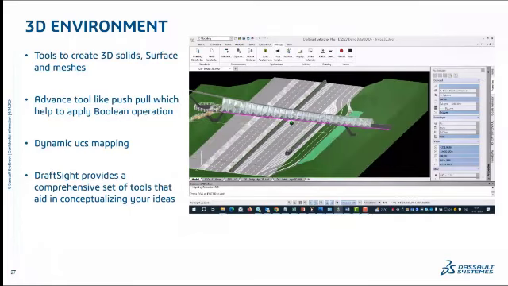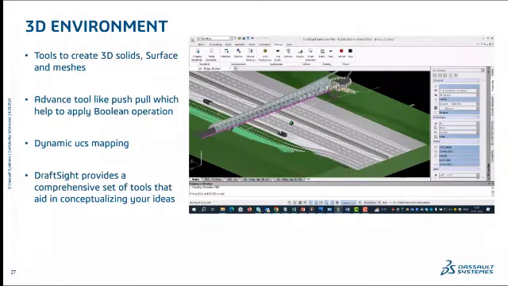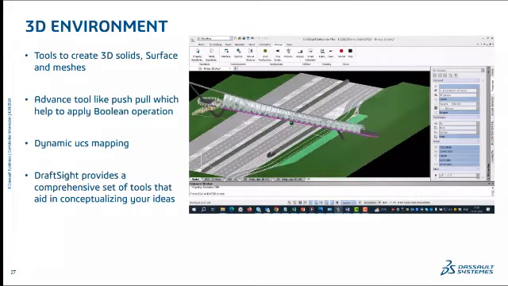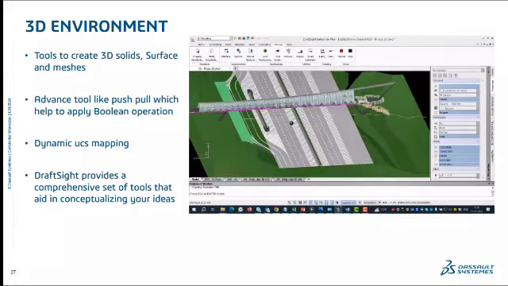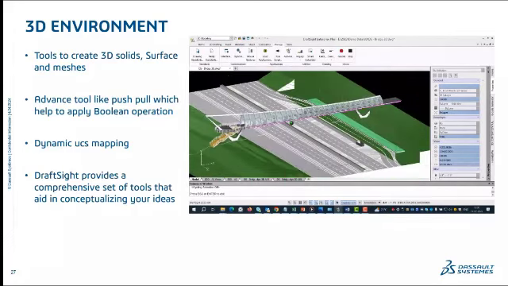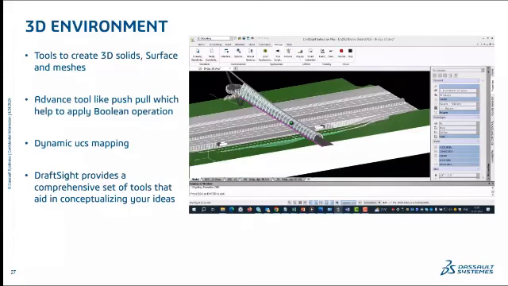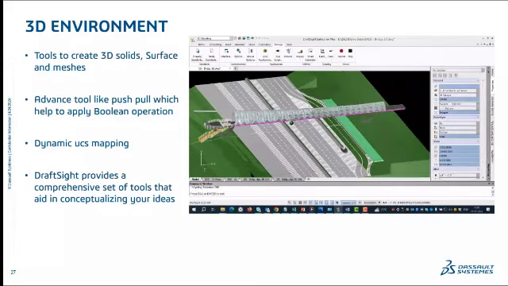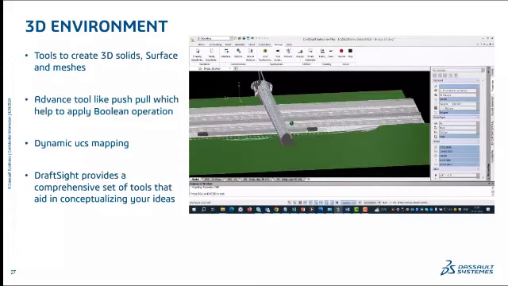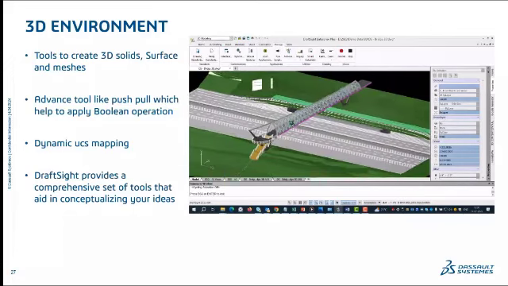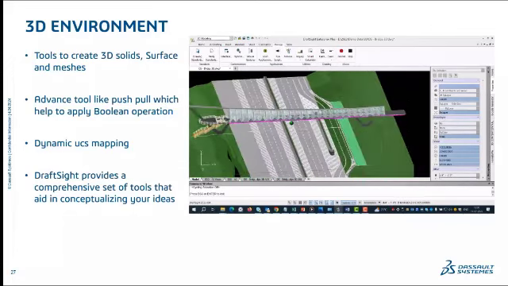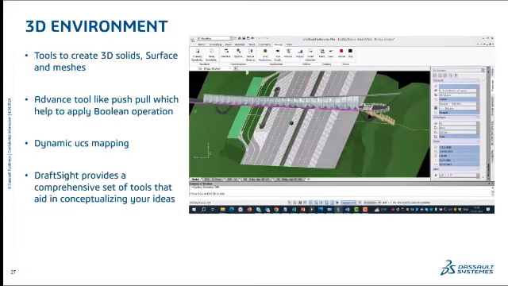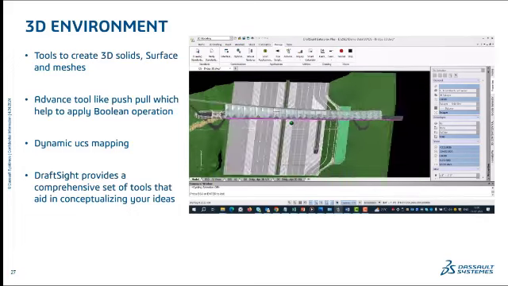So we'll just summarize the 3D environment that we have gone through in the application. The 3D environment tool has the capability of converting your 2D vector images, 2D drawing diagrams, into 3D solid files and surfaces and meshes. Advanced tools like push pull, which will help to apply Boolean operations, then with the help of dynamic mapping, DraftSight provides a comprehensive set of tools that aid in conceptualizing your ideas.